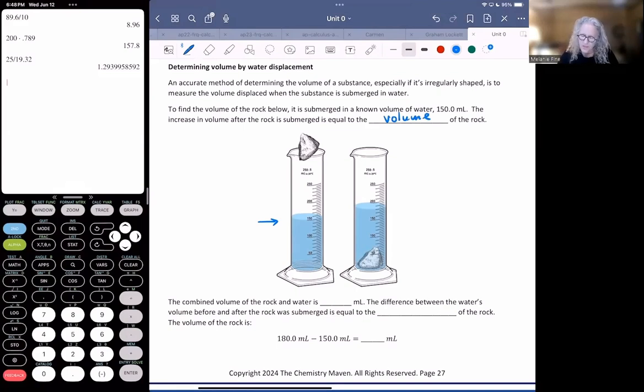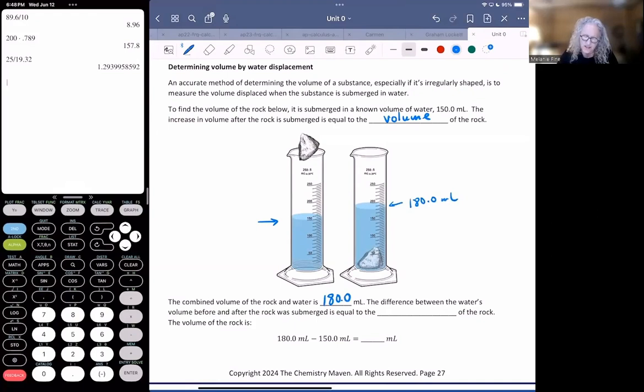So when we look at the combined volume of the rock and the water, if I look here, 150, what does each line represent? 150, 160, 170, 180, 195. So each line represents 5 milliliters. So it's 155, 160, 165, 170, 175, 180. So this is 180 milliliters. The combined volume of the rock and the water is 180 milliliters.